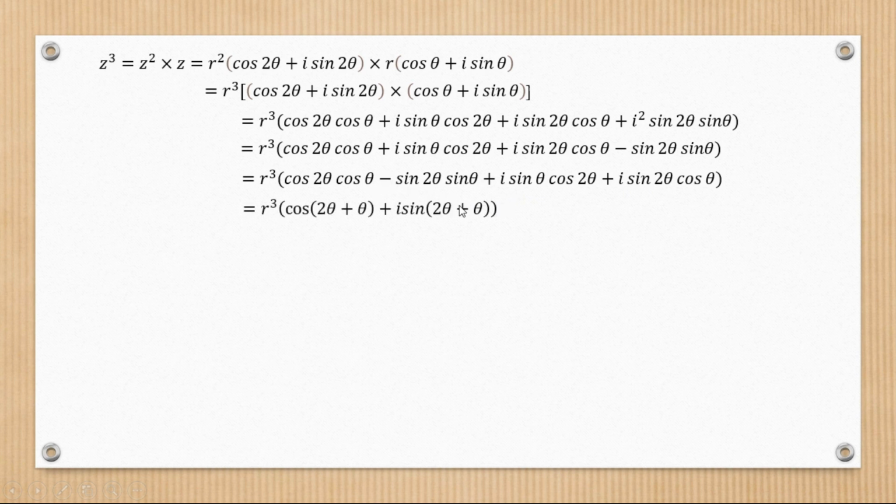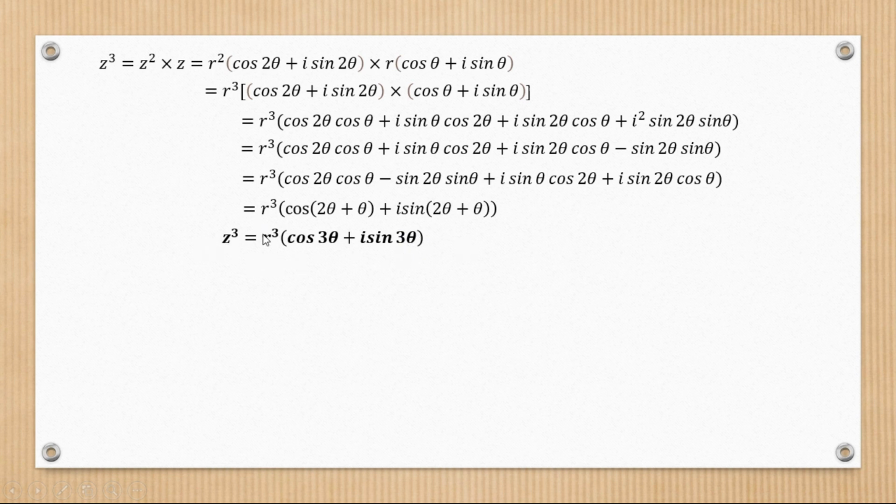Now we can see something unique happening. This is a format of expressing compound angles. As you can see, we have cos 2 theta cos theta minus sine 2 theta sine theta. This reminds me of a compound angle where we have cos of 2 theta plus theta. Similarly, this is also an expression of a compound angle where we have sine of 2 theta plus theta. So that's why it can be expressed this way. Then we also know that 2 theta plus theta is 3 theta, and 2 theta plus theta is also 3 theta here.